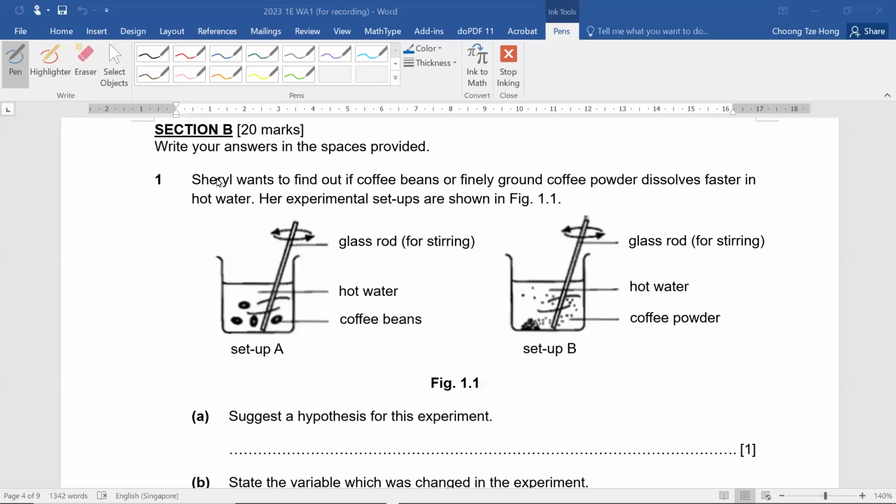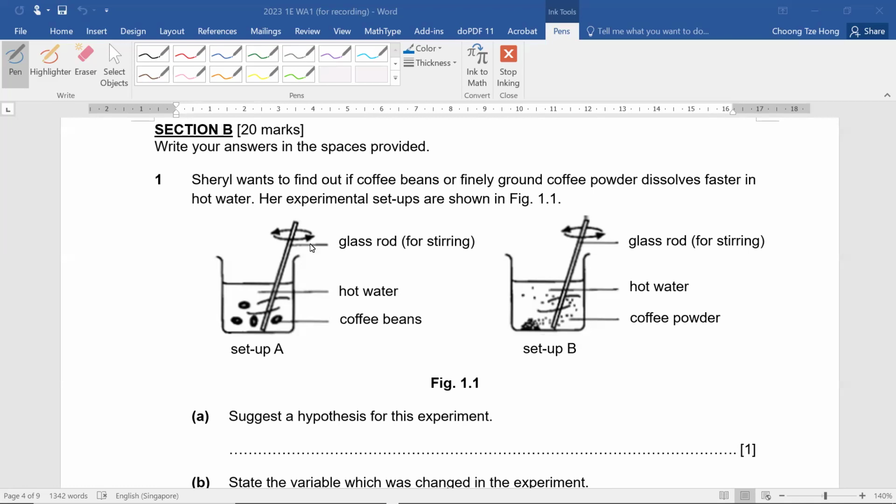Hi students, in this video I'll be going through the 2023 WA1 paper for Set 1, section B. So let's start off by reading the question. Cheryl wants to find out if coffee beans or finely ground coffee powder dissolves faster in hot water. The experimental setups are shown in figure 1.1.